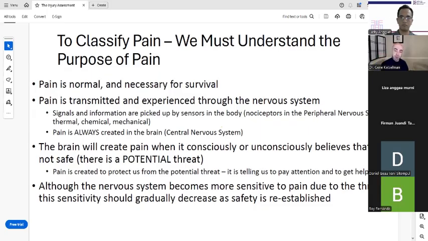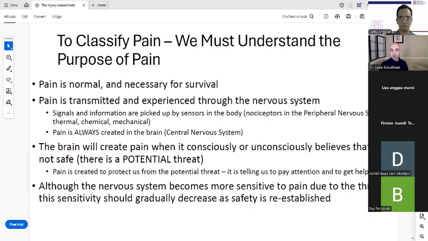That's how it works with sprains, with strains, with any kind of actual physical injury. The brain senses a threat. It creates pain. As tissue is healing, the brain is realizing less threat because it is healing, so it will create less pain.